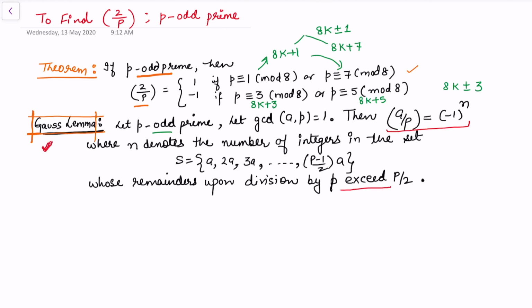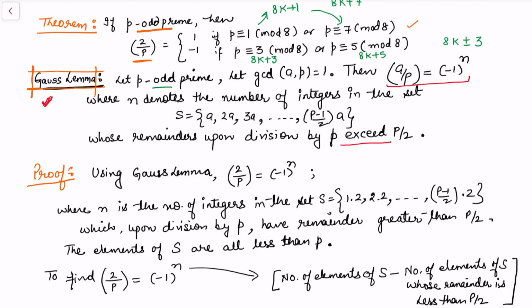Now let's start proving this theorem, which gives us the value for the Legendre symbol 2 by p. Using the Gauss lemma, we can say that 2 by p is minus 1 to the power n. We simply replace the value of a as 2, and hence it is minus 1 to the power n, where n denotes the number of integers in the set S. Instead of the multiples of a considered in the Gauss lemma, a is now replaced by 2. So we are considering the first p minus 1 by 2 multiples of 2.